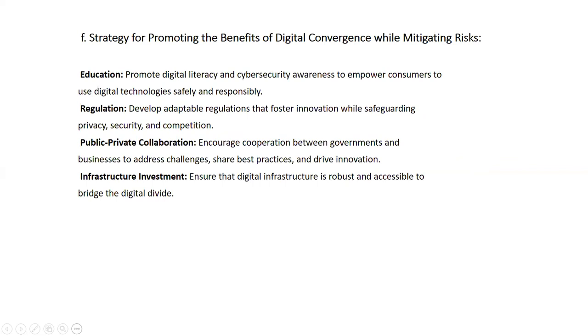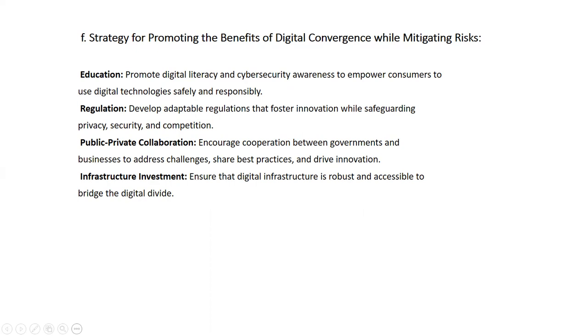I also talk about the strategy for promoting the benefits of digital convergence while mitigating risks. In education, promoting digital literacy and cyber security awareness, like teaching people about cyber security awareness, how to overcome risks on the internet, cyber risks on the internet. That is educating the users.